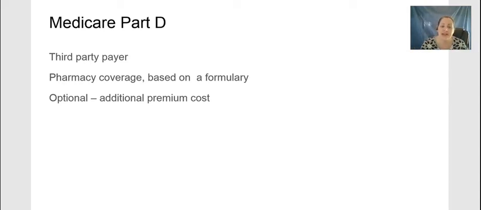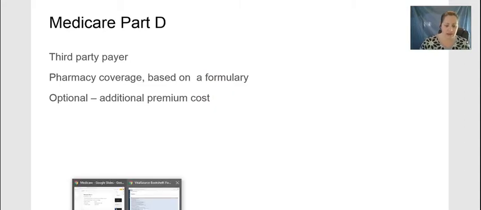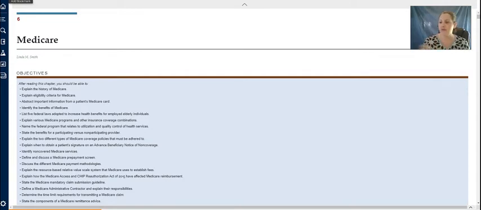This is also processed through a third-party payer. The pharmacy coverage is based on what's called a formulary, which is like a list of what's covered and how they cover generic drugs versus your brand name drugs. Part D is also optional. If you choose to have it, you will have to pay some additional premium to have it. So I always like to start teaching Medicare using that information before we jump into the chapter. So now let's move to our textbook and go through it.